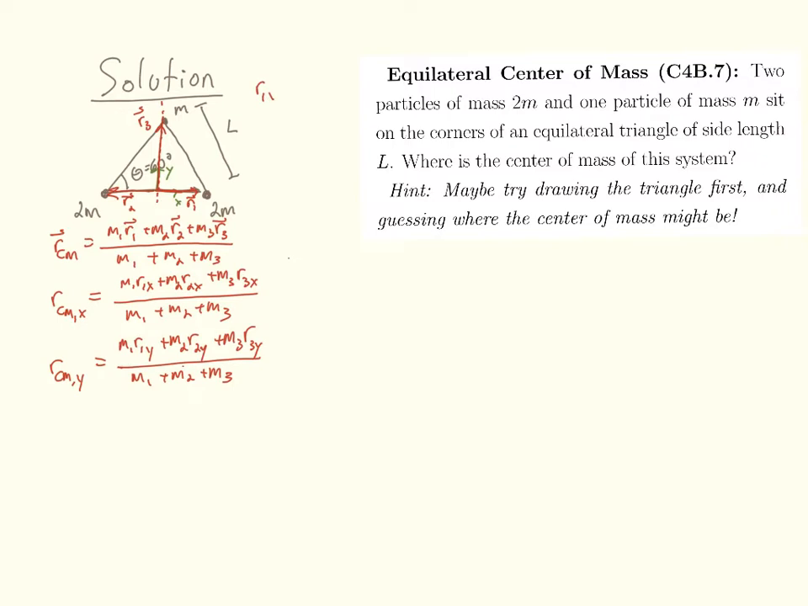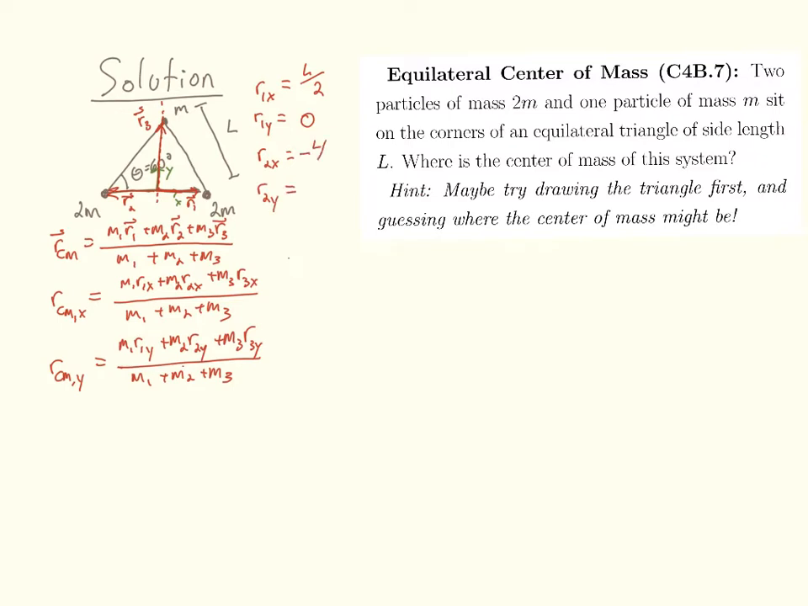So R1x, R1y. Actually, because of my simple coordinate system, I can essentially just read off what those components are. R1 is only in the x direction, and its distance is half of one of the sides. So R1x is L over 2, and R1y is 0. It's similarly simple for R2.